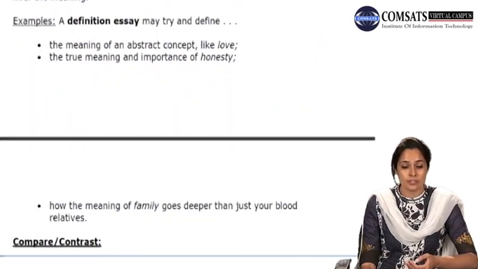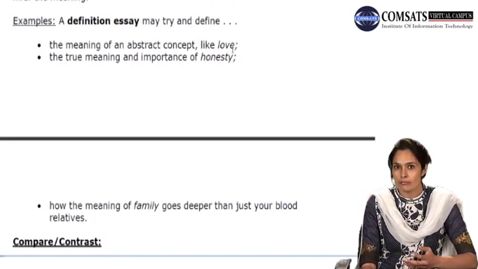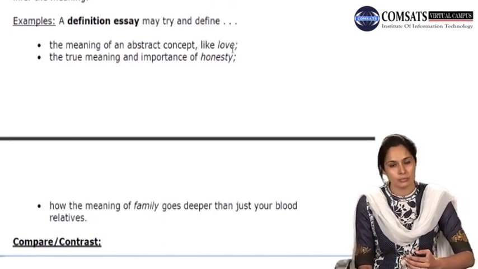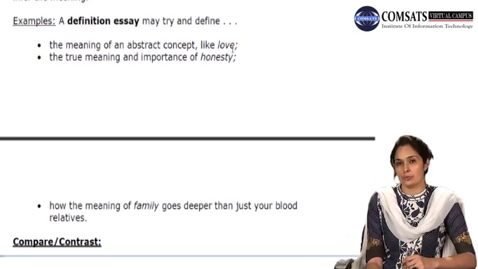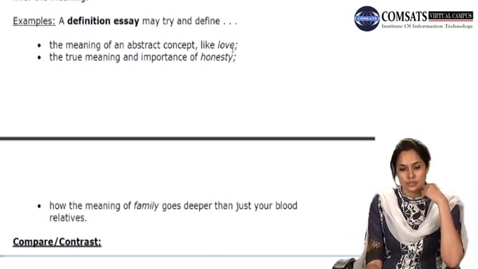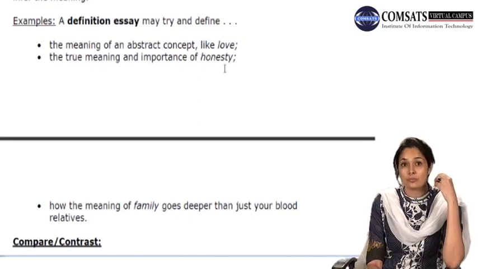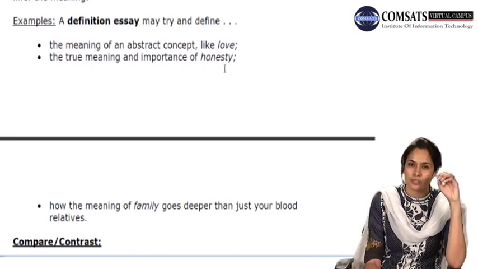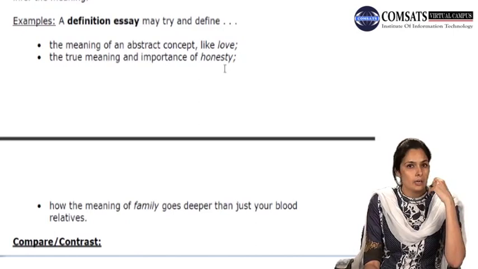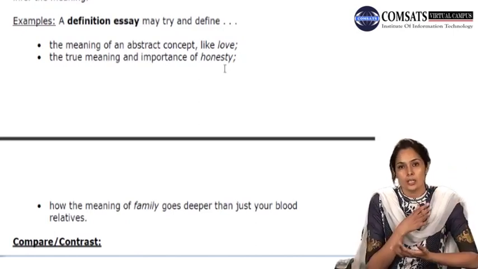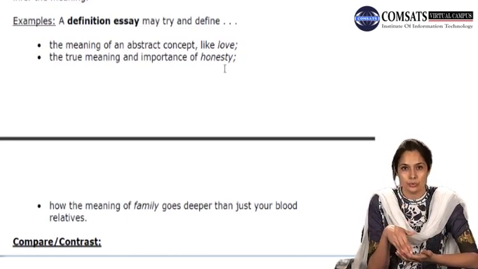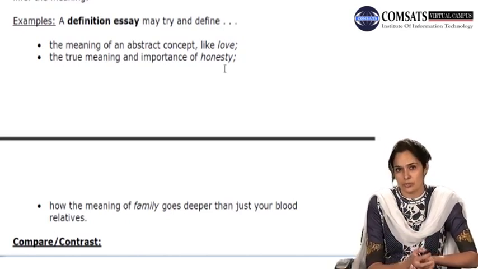So examples of definition essay can be the meaning of an abstract concept like love. This would be definition, but then it is very abstract. You just cannot define love in dictionary terms. The true meaning and importance of honesty. Honesty again is something abstract, something immaterial. इसे भी आप examples के through explain कर सकते हैं. It cannot be like कि यहाँ पर मिलती है, यहाँ से शुरू हुई, यहाँ पे खत्म हुई. Honesty को आप इस तरह से describe नहीं कर सकते.